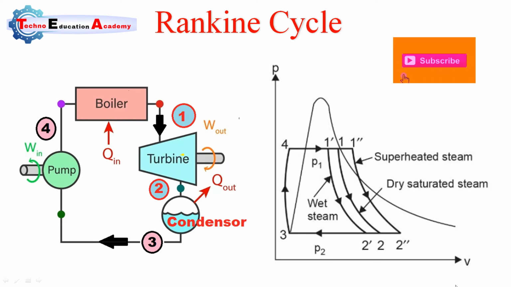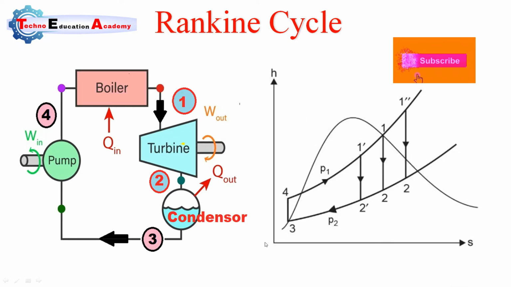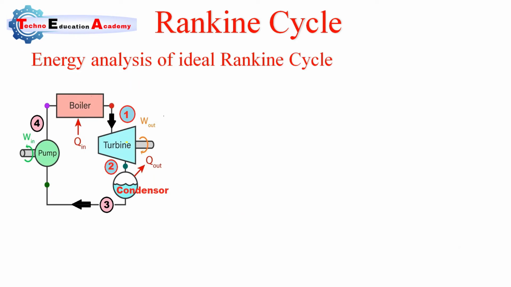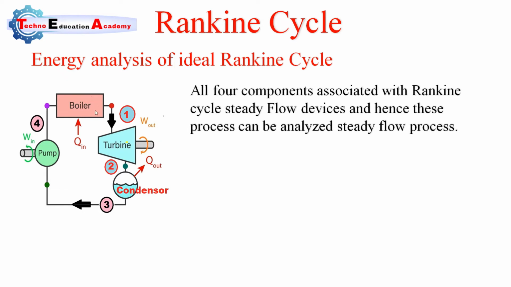This is a PV diagram, just for your reference, and this is the HS diagram, enthalpy versus entropy, for the Rankine cycle. Now we will derive the equation of efficiency for the Rankine cycle. Here we are considering steady flow in each and every component of the Rankine cycle, so we apply the steady flow energy equation. All four components associated with the Rankine cycle are steady flow devices, and hence the process can be analyzed as a steady flow process.